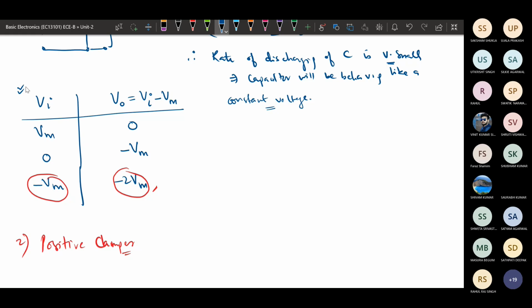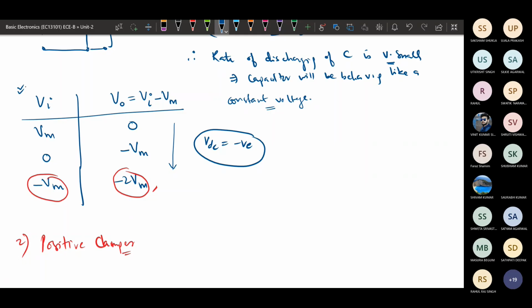Okay, so we are just here in negative clamping. Basically, we are making the DC level a negative value, in case of the negative clamper circuit.